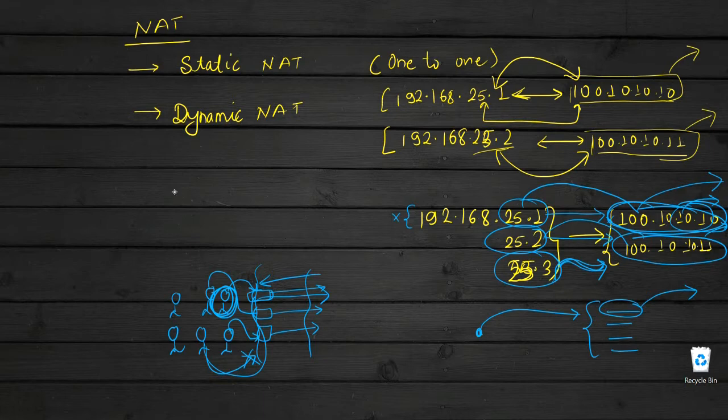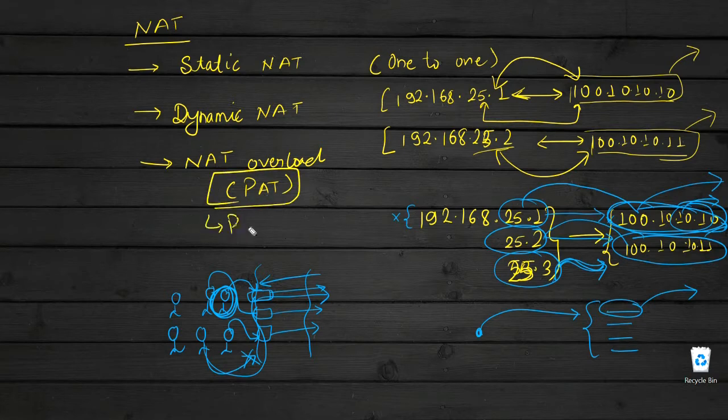Another thing, the third one that we just discussed, we also call NAT overload. People also call it PAT, and it is the most used technology. PAT stands for Port Address Translation. So I think I have to discuss a little more about that one. Let me clear this and then explain only PAT.